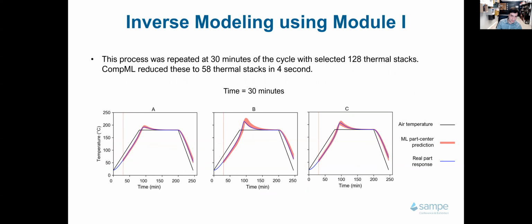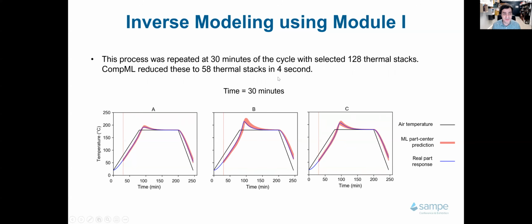At 30 minutes, this process was repeated. So this software waited another 15 minutes and repeated the same process. This time, instead of starting with 768 cases, it started with 128 cases from the previous step. It did the same analysis on them. It found the zones where all of these solutions have similar data in the first 30 minutes. 58 potential cases were selected, and this entire process took 4 seconds to finish.